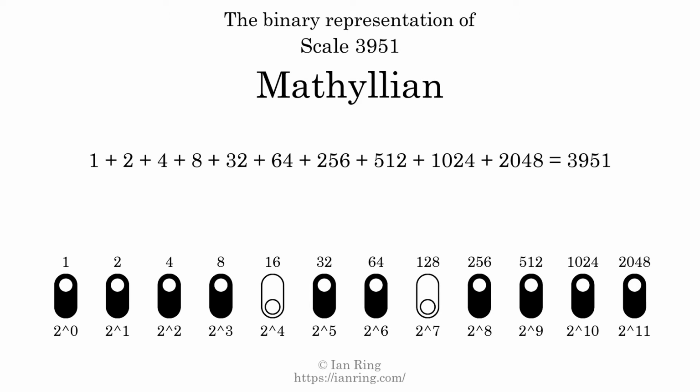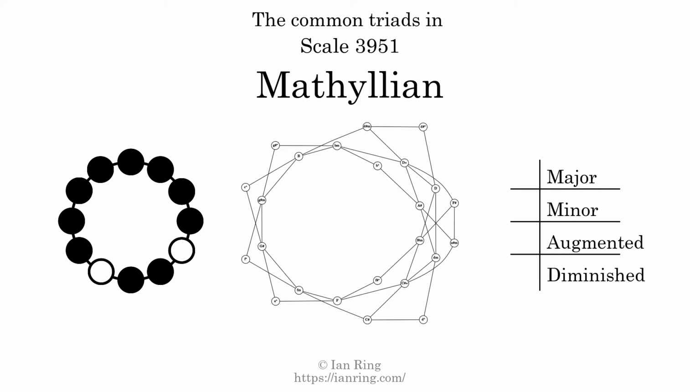3951. The scale number not only enumerates the scale with a unique index, but it also literally describes the tonal content of the scale. Represented as a binary number in base 2, the scale number is 1-1-1-1-0-1-1-0-1-1-1-1. Here are the common triads present in this scale.